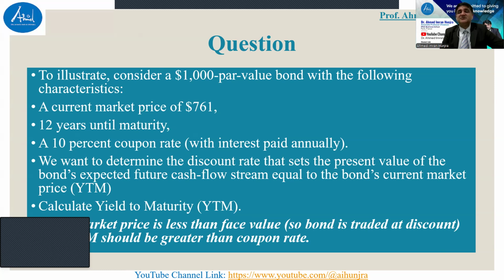What is YTM? The definition of YTM is the rate which gives the value equal to the market price. So we are very clear in this question. The face value is greater than the market price, or we can say the current price is less than face value, so the bond is traded at a discount. Then YTM should be greater than the coupon rate, which is 10%. It may be 12, 14, or 15, it may be any value, but we need to be very careful.